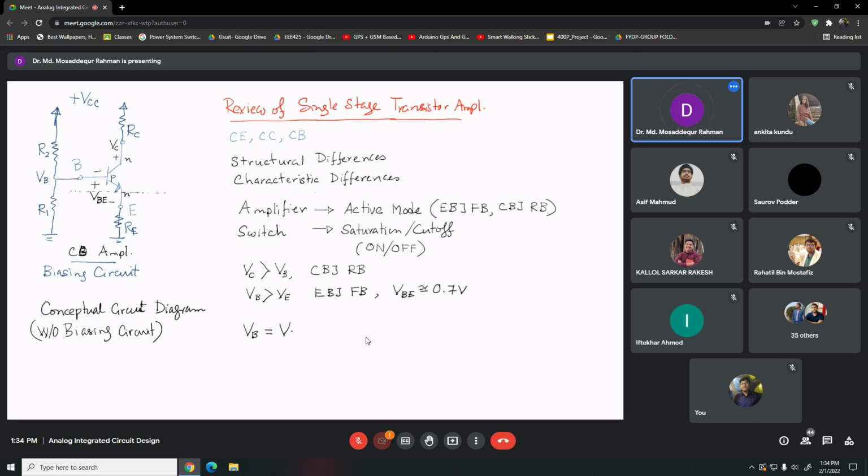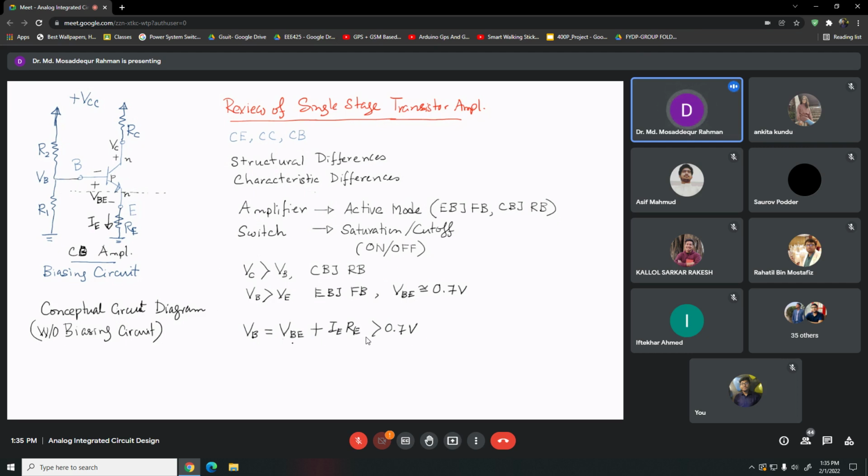So that means VB will be VE plus... a current will be flowing here, the emitter current, which we can denote by IE. So that will be IERE, right? So this total voltage has to be greater than 0.7 volt, because VBE has to be 0.7 plus this voltage. So we have to ensure that VB is greater than 0.7, right? So this junction is forward biased.